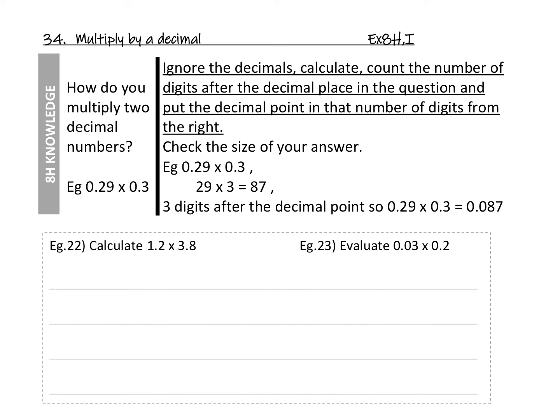And you can see there's 3 digits after the decimal point because there's 3 digits after the decimal point in the question. The reason why you do all that will hopefully be explained in class in more depth, as it'll just take a lot more time than we have now in the video. You can pause the video and have a go at example 22 and 23.